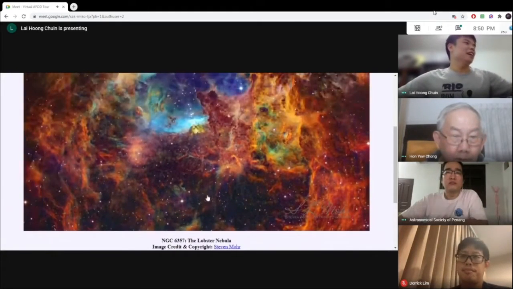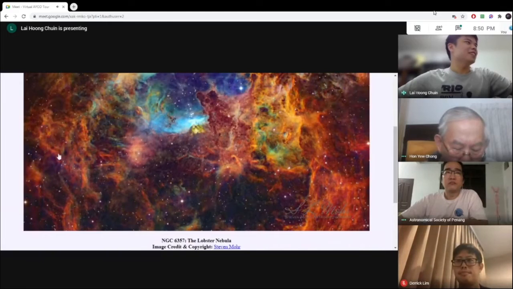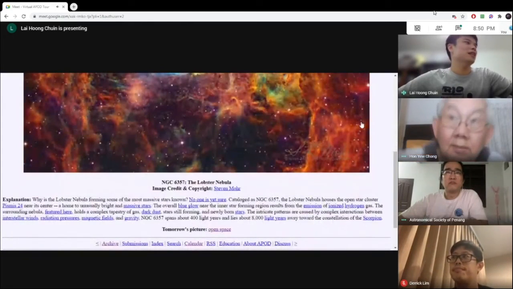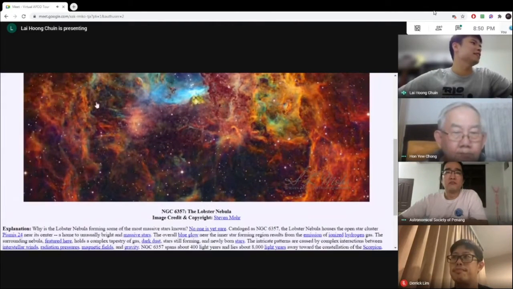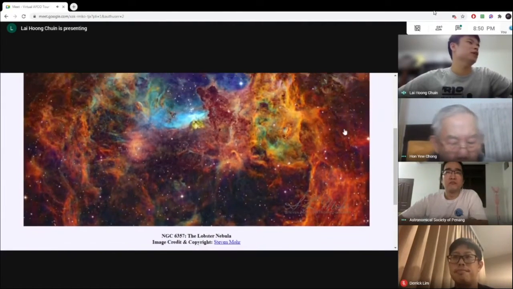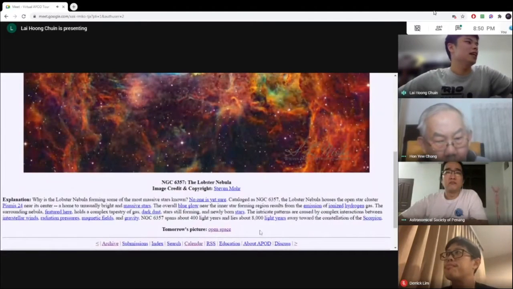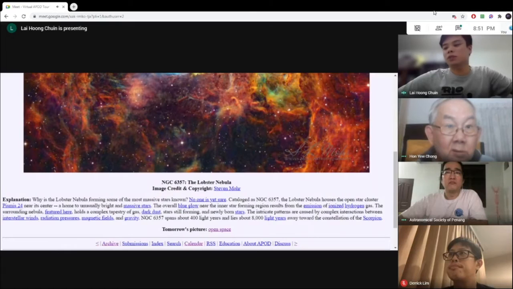But in fact, the distance across here, from this point to this point, is a few thousand light years. According to this, it is 400 light years from this point to this point, and then it lies 8,000 light years away from the constellation of Scorpio. That means it's very far away from Scorpio.